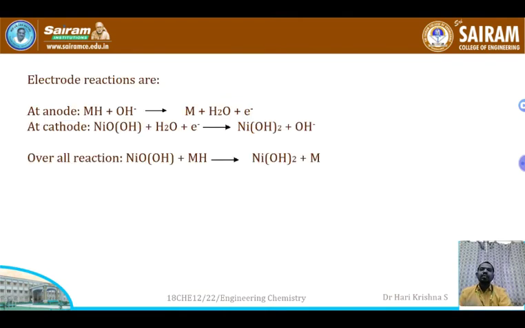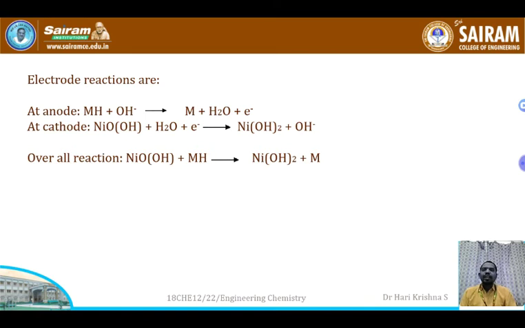Now let us see what are the reactions which occur at the anode and cathode. At the anode, the metal hydride in presence of potassium hydroxide, or in alkaline media, undergoes oxidation. Here we have taken MH, where M is metal and H is hydride, right? It can be any metal: chromium, vanadium, zirconium, titanium, anything. Any metal hydride in presence of alkaline medium undergoes oxidation to give metal, water and an electron. Depending upon the oxidation state, it gives electron or electrons.